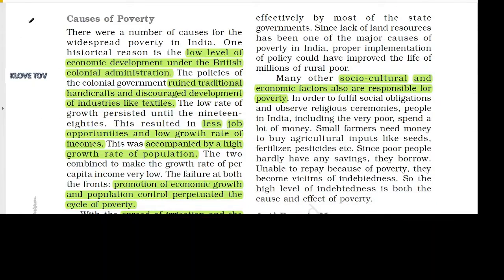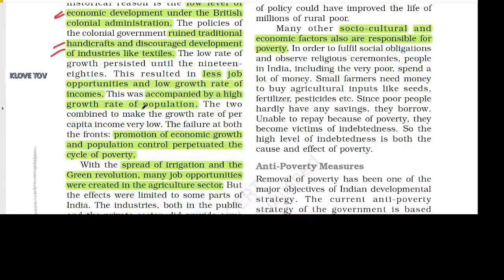Causes of poverty. There were a number of causes for the widespread poverty in India. One historical reason is the low level of economic development under the British colonial administration. The policies of the colonial government ruined traditional handicrafts and discouraged the development of industries like textiles. The low rate of growth persisted until the 1980s. This resulted in fewer job opportunities and a low growth rate of incomes.